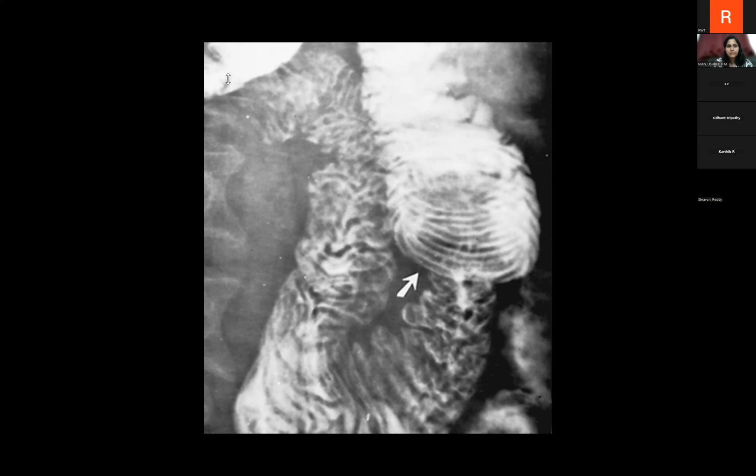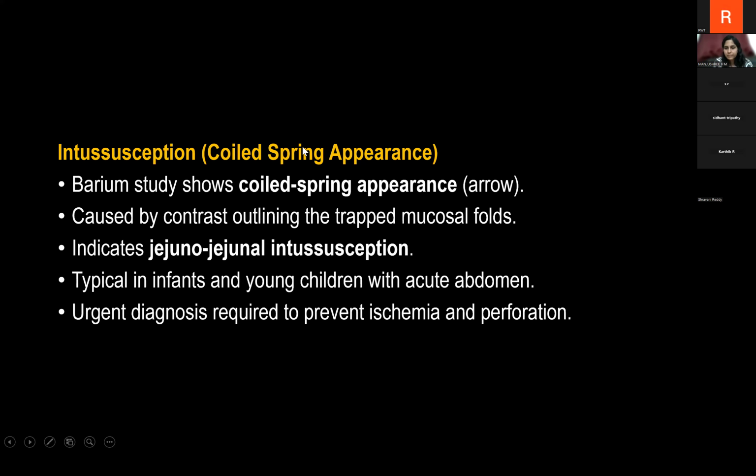So let's go for the answers. This is coil spring sign seen in intussusception, where contrast is seen outlining the trapped mucosal folds. This indicates jejunal intussusception. It is seen in infants and young children with acute abdomen. Diagnosis is very important, otherwise it will go on to ischemia and perforation. We don't want ischemia to happen, so we want to diagnose it as early as possible.